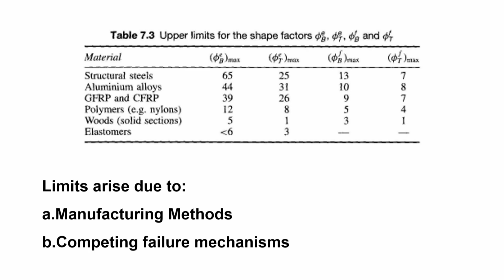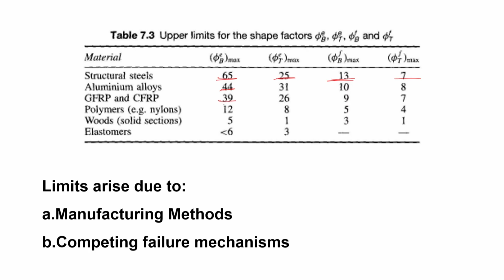Now, why is it so important? That is because for every material there is a maximum phi that you can get. Like for steel, you get a maximum phi of 65 against bending, 25 against torsion, and similarly 13 against the strength and 7 against the torsional strength. The same thing for aluminum alloy is not so high, it is 44, which means aluminum alloy cannot be deformed to the extent steel can be. That is why it is less.